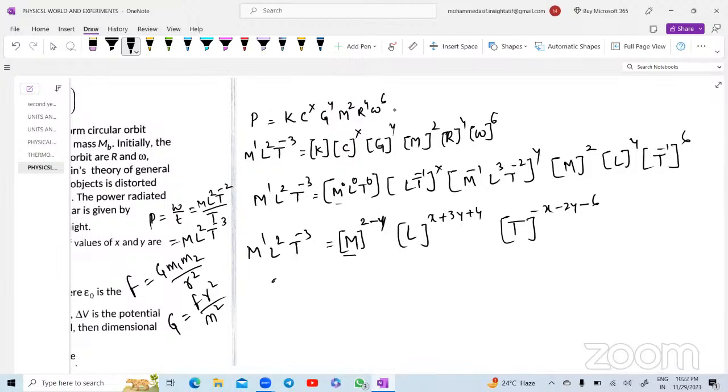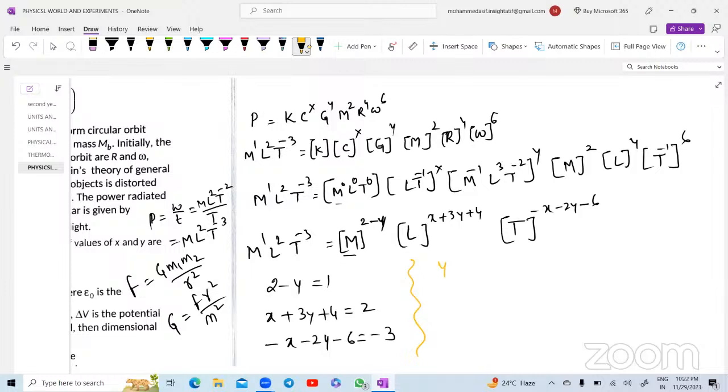Power mass में क्या है बेटा, 2 minus y is equals to 1. उसके बाद x plus 3y plus 4 is equals to 2. Then उसके बाद minus x minus 2y minus 6 is equals to minus 3. ठीक है ना. तो इसको सिंप्लीफाई कर लीजिए.